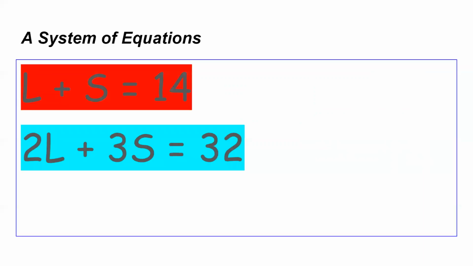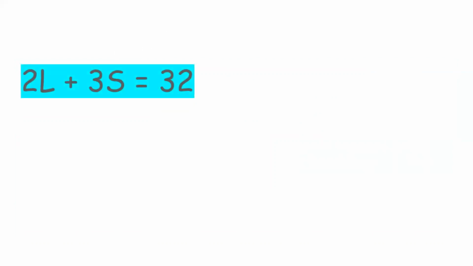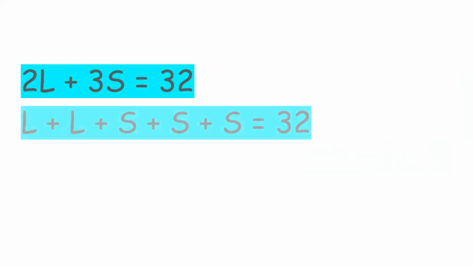If we think about the second equation, 2L plus 3S equals 32, we're going to put the first equation on the back burner for a second and focus on the blue one. So if we focus on that blue equation, we could break that down and really say 2L plus 3S is the same thing as L plus S plus S plus S plus S.